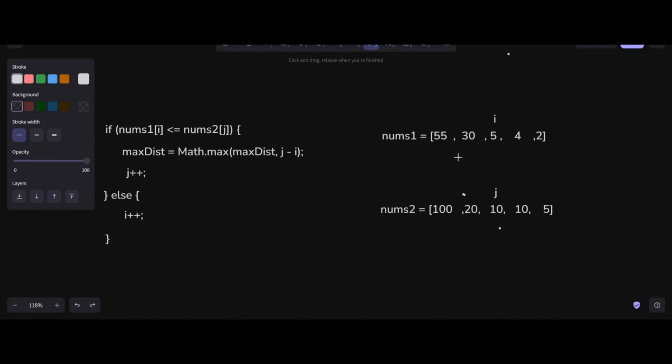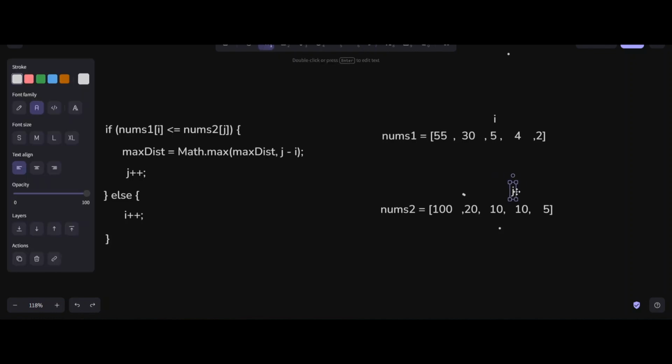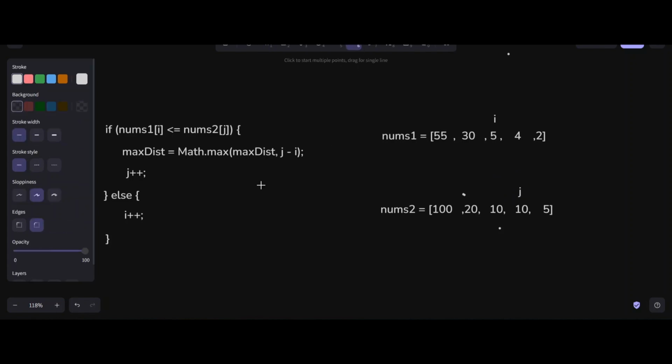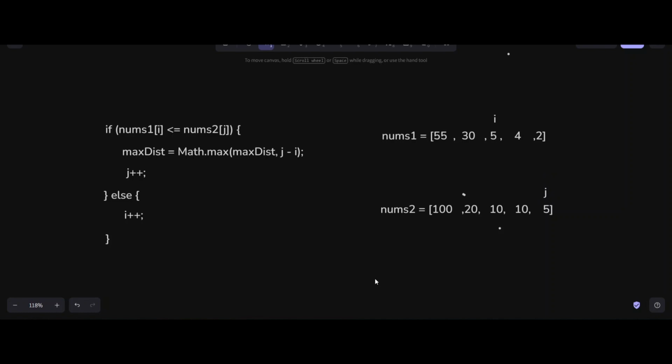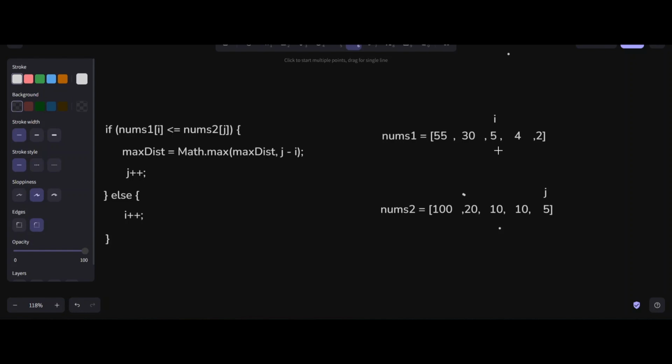For this, now again we have a valid answer. So we'll move our j again. Is it valid? Yes, it is valid. Then update our distance again. Now, is it a valid answer? Yes, it is a valid answer. Update our distance again.